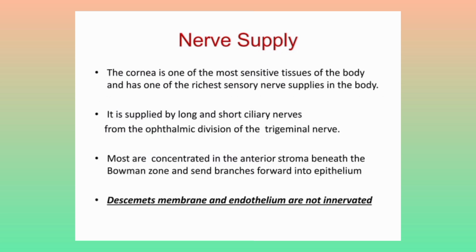Nerve supply. The cornea is one of the most sensitive tissues of the body and has one of the richest sensory nerve supplies in the body. It is supplied by long and short ciliary nerves from the ophthalmic division of the trigeminal nerve. Most are concentrated in the anterior stroma beneath the Bowman zone and send branches forward into the epithelium. Descemet's membrane and endothelium are not innervated.